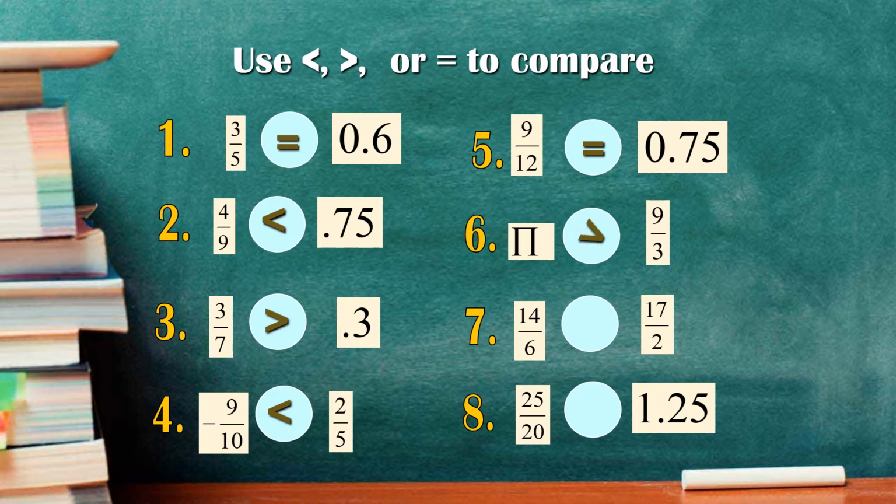Number 6, yes, pi. Pi is 3.14, right? It has a decimal point. It's greater than 9 over 3. Why? Because 9 over 3 is only equal to 3. Equals 3 only. Nothing extra. But pi has decimals after it. 3 point, okay, non-terminating.